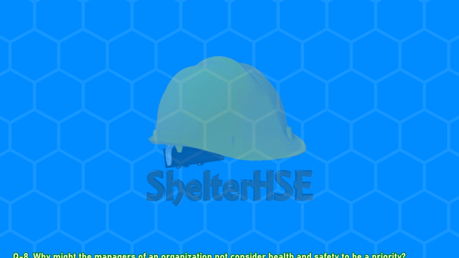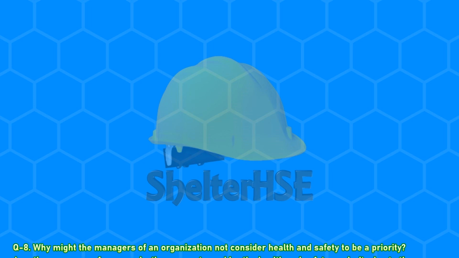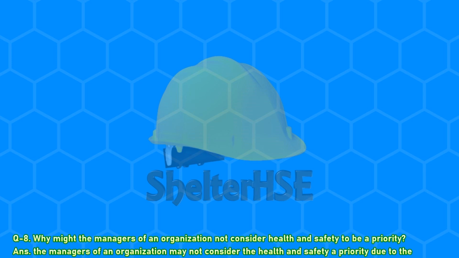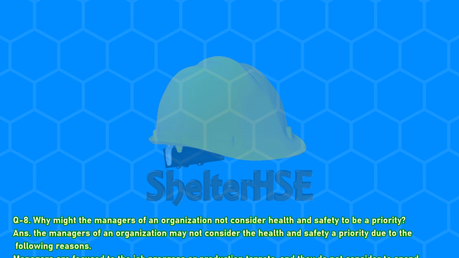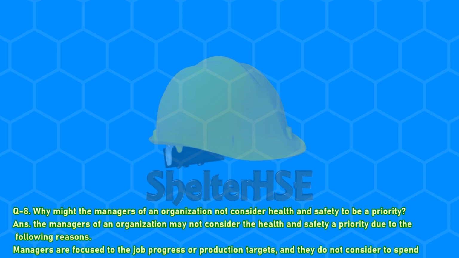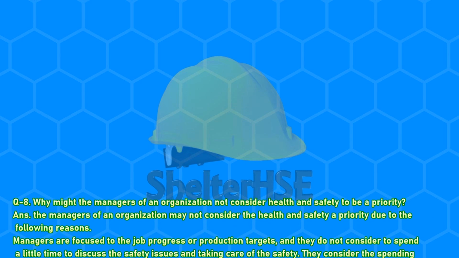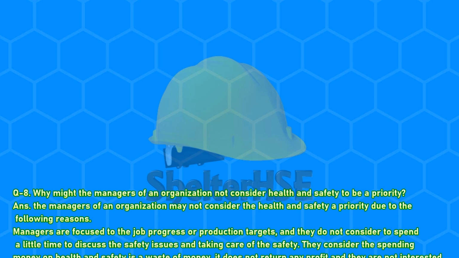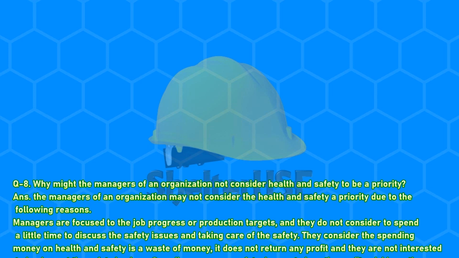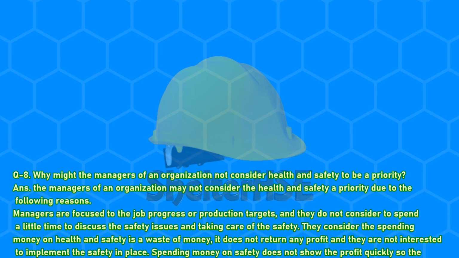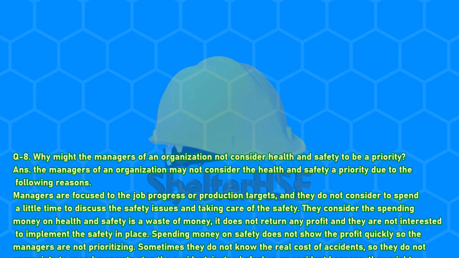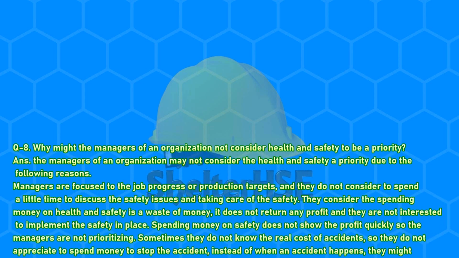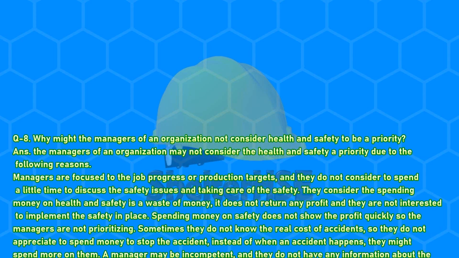Question 8. Why might the managers of an organization not consider health and safety to be a priority? Answer. The managers of an organization may not consider health and safety a priority due to the following reasons. Managers are focused on the job progress or production targets, and they do not consider spending a little time to discuss the safety issues and taking care of the safety.